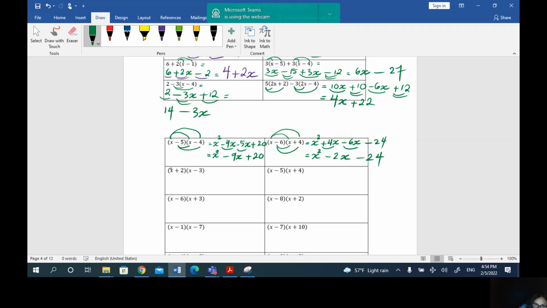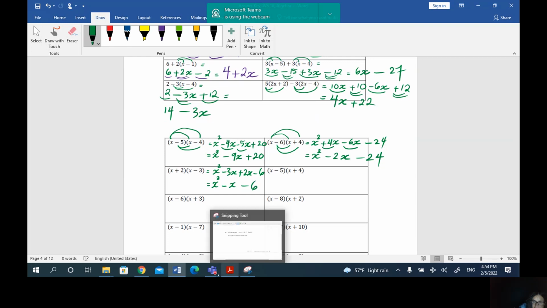Let's do the exact same thing here. X times x, x squared. X times negative 3, negative 3x. 2 times x is plus 2x. 2 times negative 3 is negative 6. Let's collect like terms. X squared, minus 3 plus 2 is minus x, minus 6.